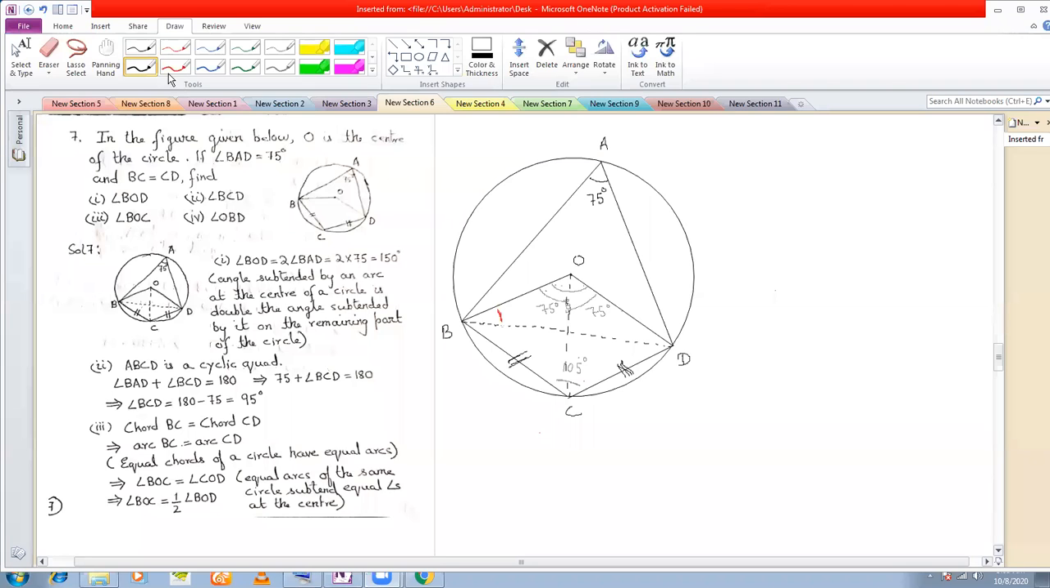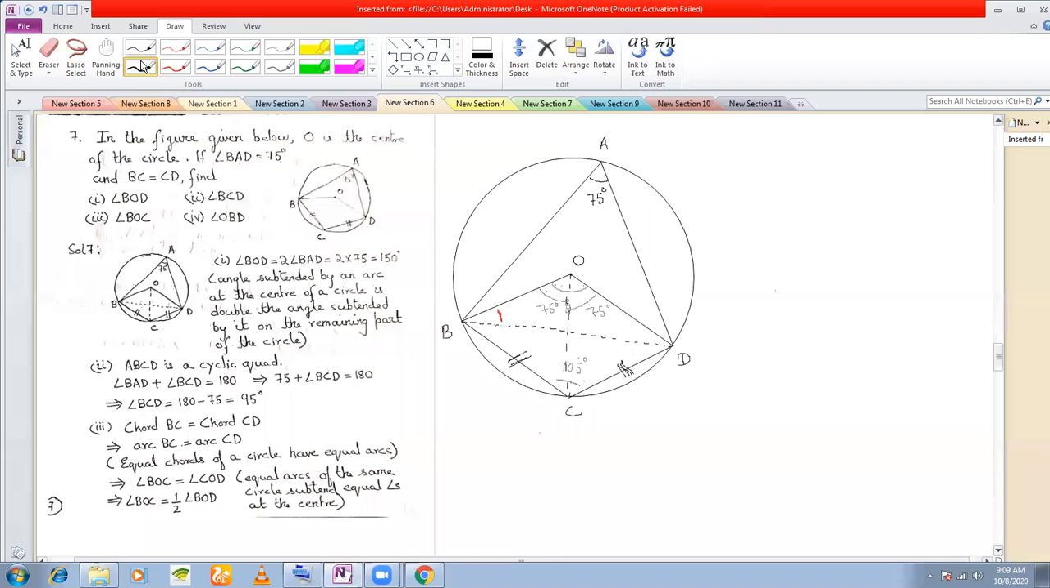Okay. So if you see this angle, this red angle, we have to find. If you see this, these two are equal. OB is equal to OD because they are the radii of the circle, right? That means this triangle here, OBD, becomes an isosceles triangle.